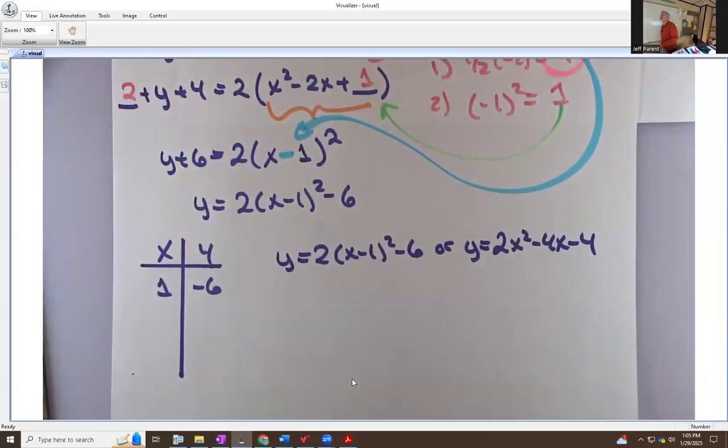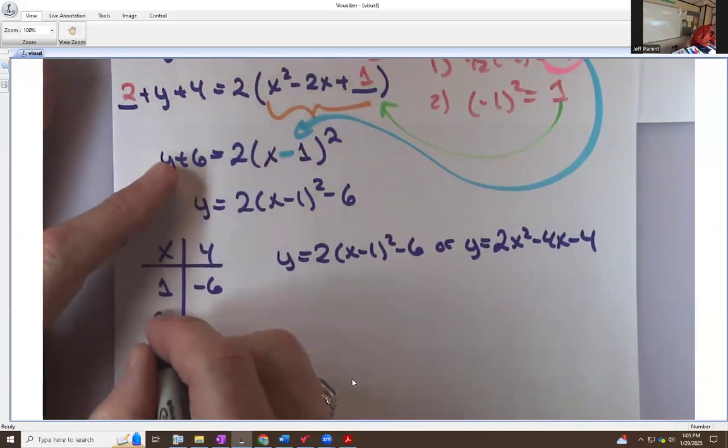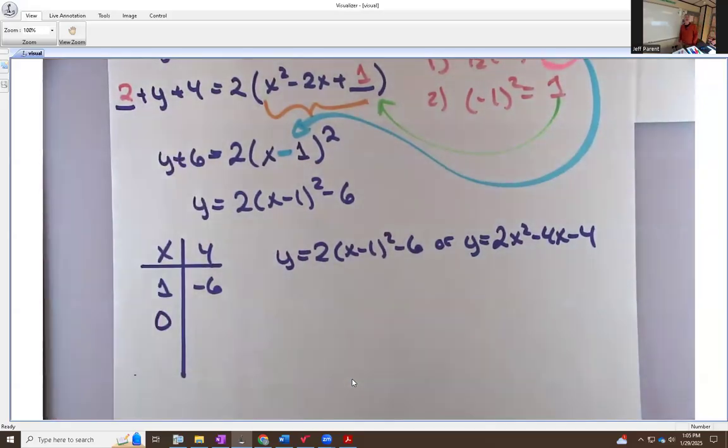The next easy point to get is the y-intercept. So for the y-intercept, I'm going to set x equal to 0. Which of these two equations are you going to use, the one on the left or the one on the right? You're going to vote for the left? You're going to vote for the right. All right, so we're pretty much split down the middle.